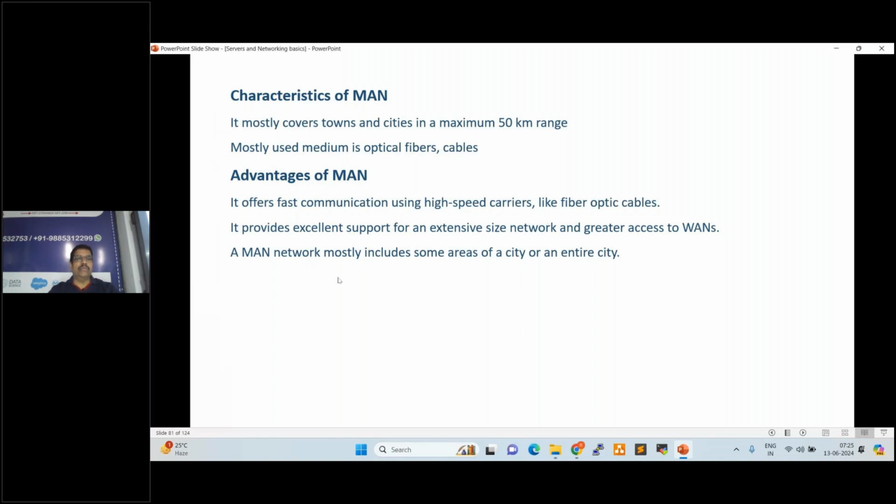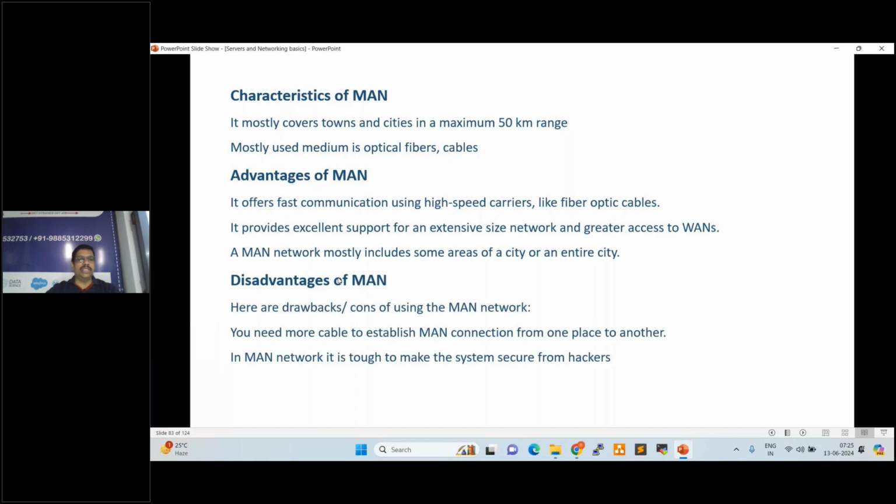So disadvantage of MAN is here. You need more cables to establish a MAN connection from one place to another. So in a MAN network it is tough to make the system secure from hackers because of more distance, right? So we need to protect the network, otherwise hackers will enter.